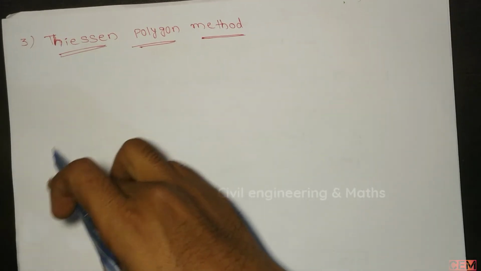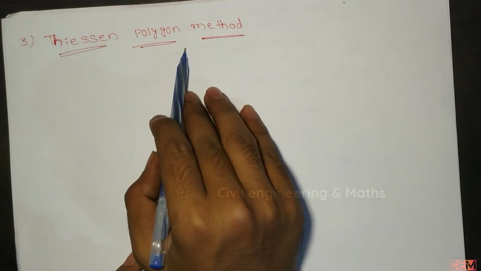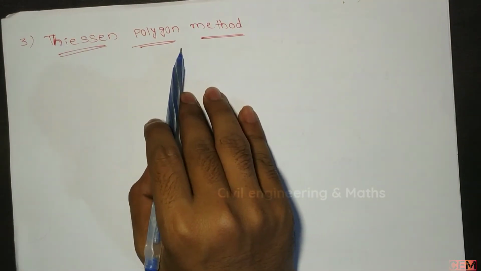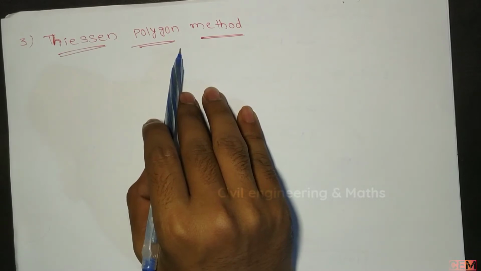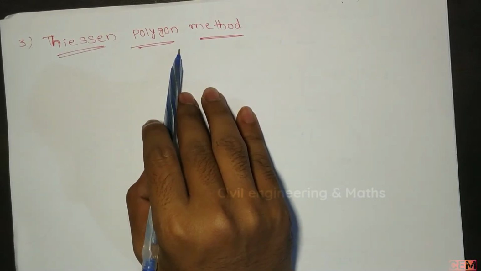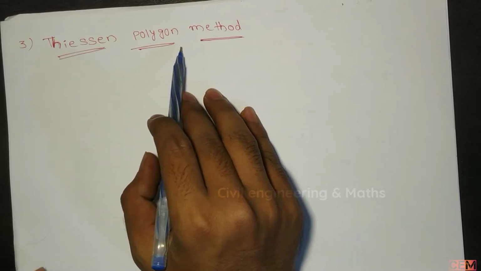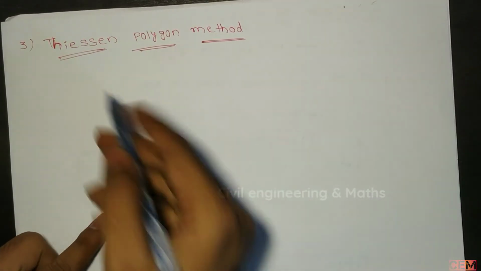In this video we are going to discuss the Thiessen polygon method. In the previous video we discussed the arithmetic mean method and the isohyetal method. In this video, the Thiessen polygon method.